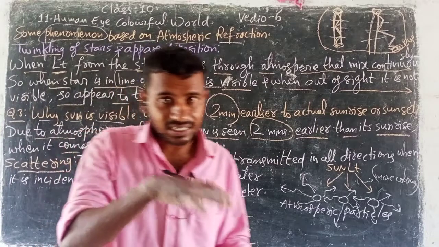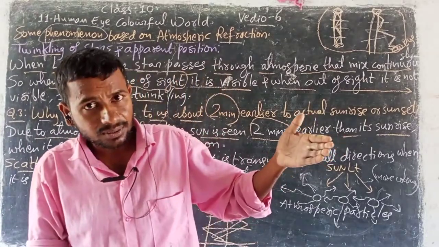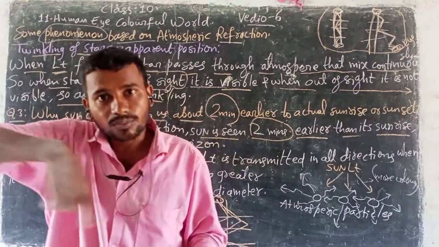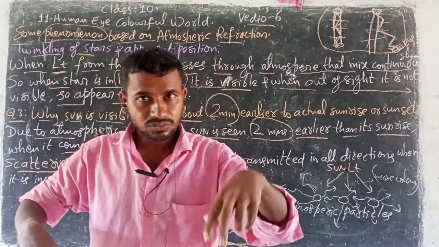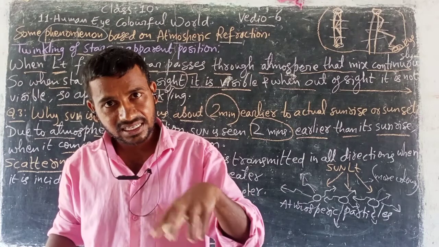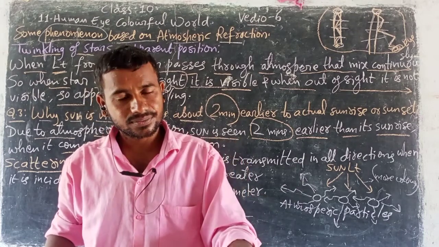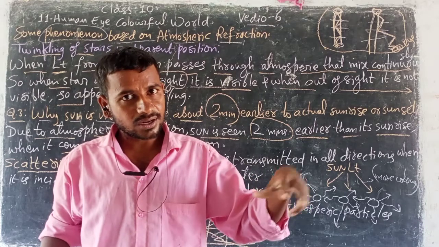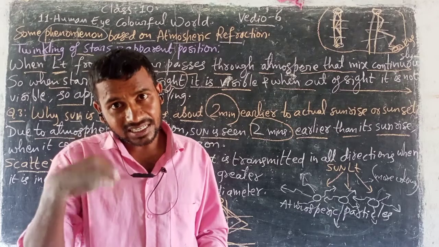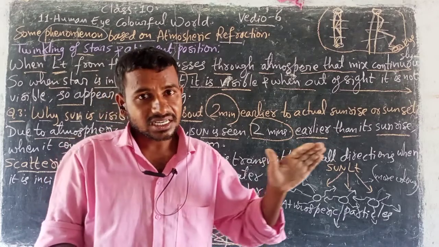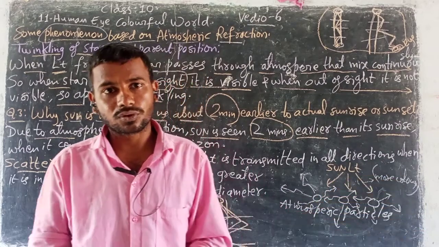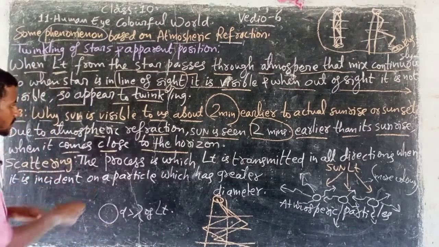There is refraction in the atmospheric layers, na. When sunlight passes through the atmospheric layers, it is refracted more. Due to refraction of the atmospheric layers, sunlight is appearing to us, so sunrise appears 2 minutes before and sunset appears 2 minutes later. That is due to atmospheric refraction.